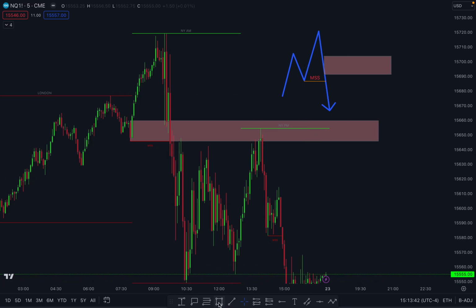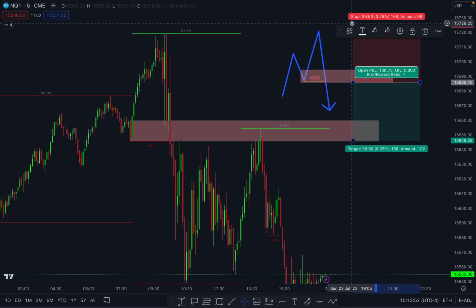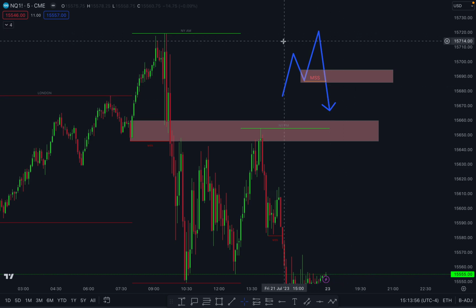So in our demonstration over here, it should look something like this. Again, you can go ahead and put your short, blah blah blah, targeting whatever you want. Simple as that.